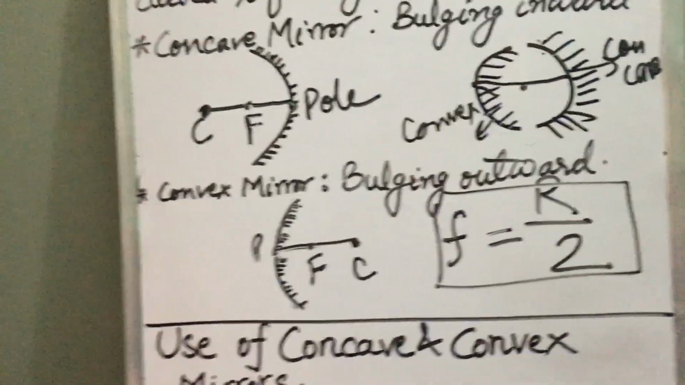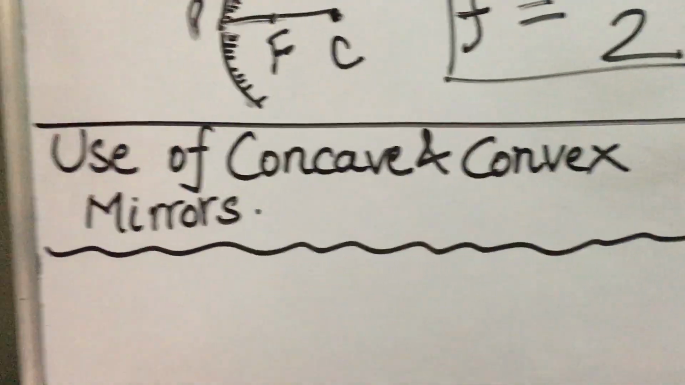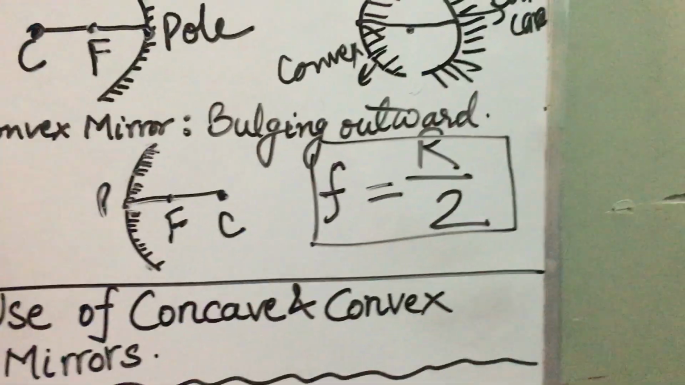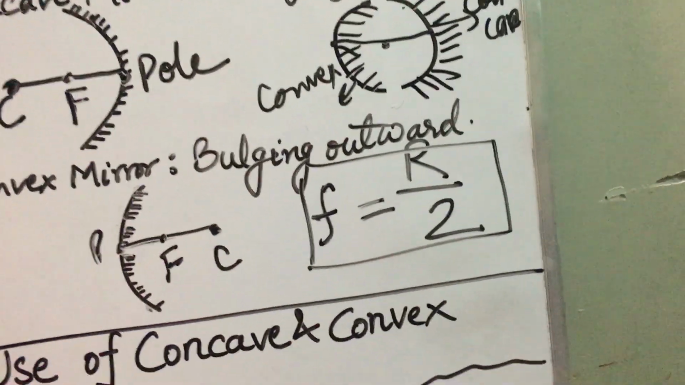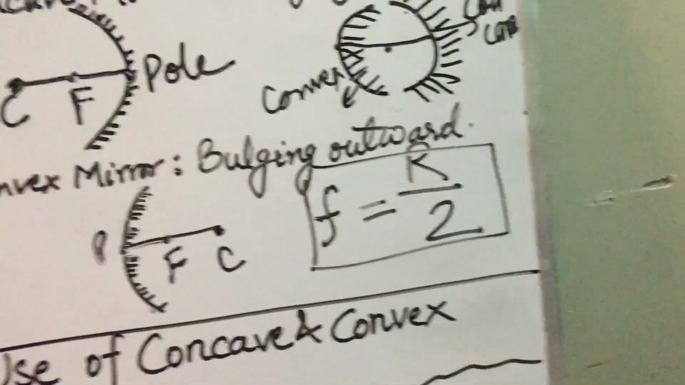Okay, so if you have a convex mirror in your car, you must have seen, if your car is standing in traffic, then you can see how many cars and how much traffic is behind you by using that rear view mirror or the side view mirror.